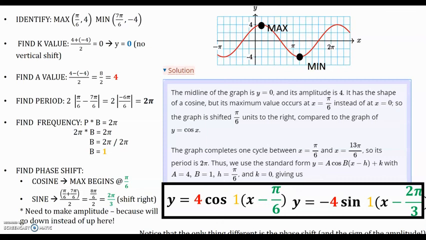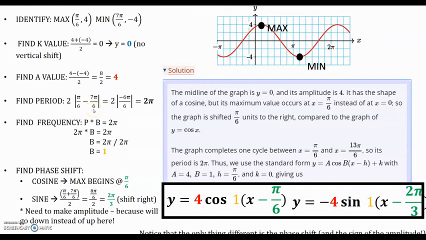My first step is finding my k value. Well, I have my 4 and a negative 4, so when I add them together, that is 0. 0 divided by anything will always be 0, so there is no vertical shift here. Then I want to find my a value, so now I'm subtracting my two y values. So 4 minus a negative 4 is a positive 8, divided by 2 is 4.